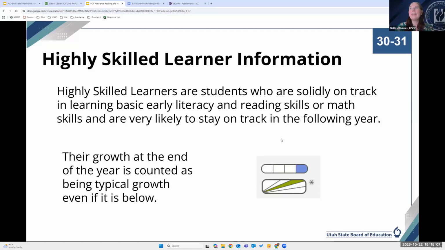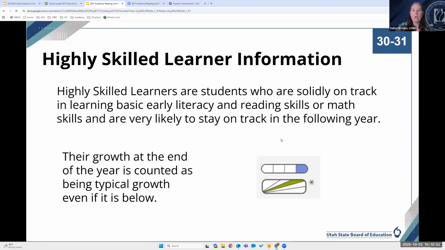Sometimes you are going to have a highly skilled learner. You can have a highly skilled learner for both math and reading that pertains to their pathways of progress. In your participant notebook, pages 30 through 31 lists the highly skilled learner information criteria for both reading and for math. When you have a highly skilled learner, this just means that these are those students who are solidly on track. They are really good to go. We don't have a lot of concerns. We just need to make sure that they're getting really good tier 1 instruction, the things that we're going to do for all of our students, and they're very likely to continue to stay on that track.